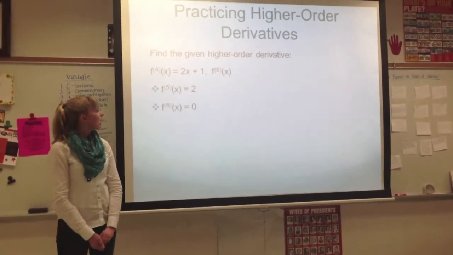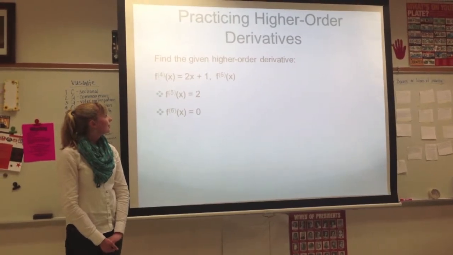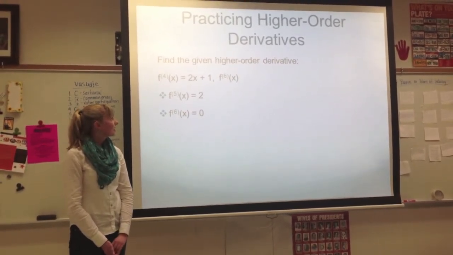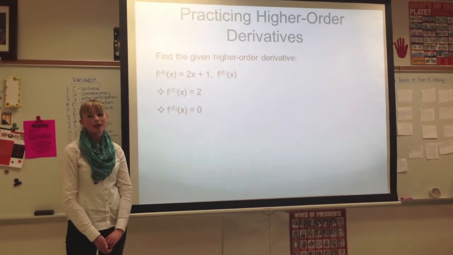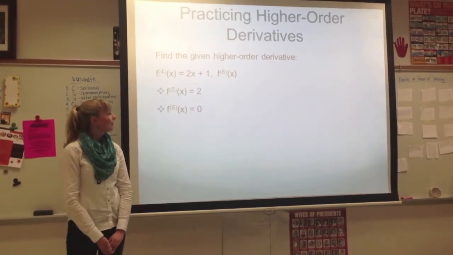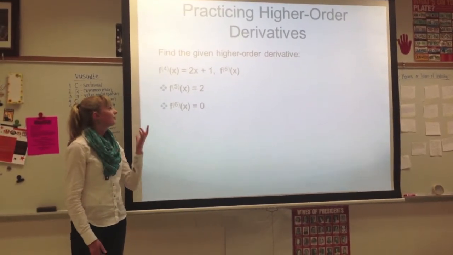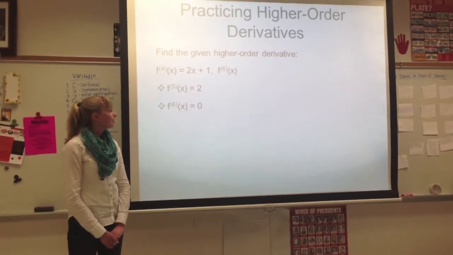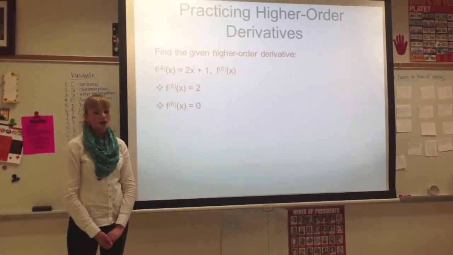And then find the given higher order derivative. So you're given that the fourth derivative of f of x equals 2x plus 1, and you're asked to find the sixth derivative of f of x. So you have to find your fifth derivative first, which is 2, and then your sixth derivative would be 0 because 2 is a constant.